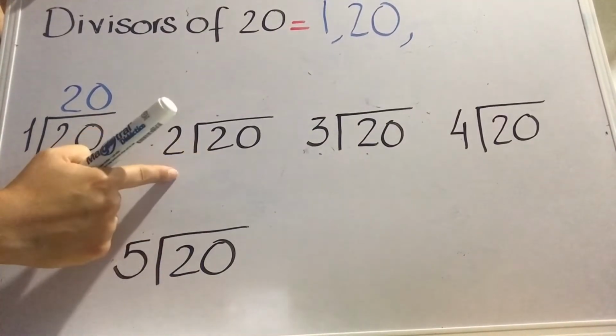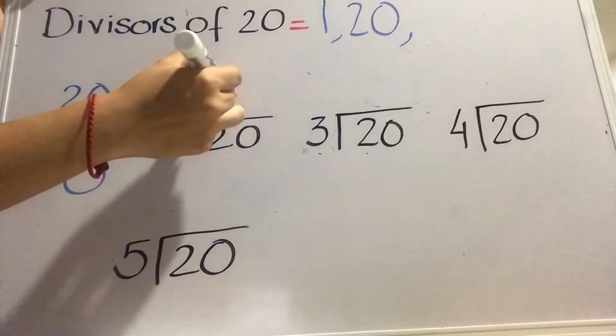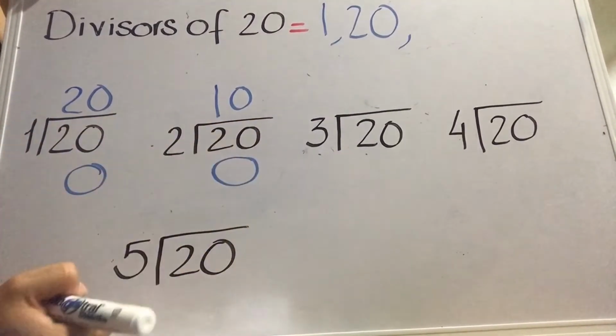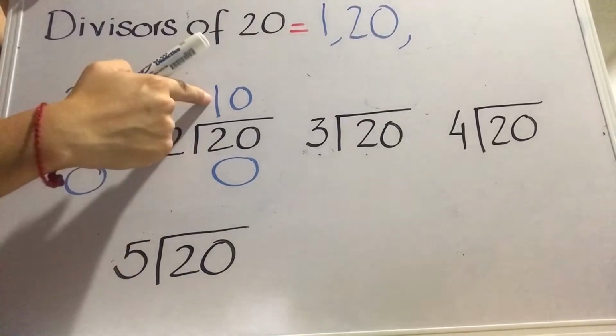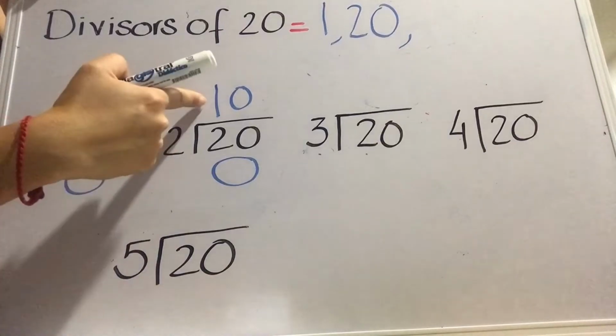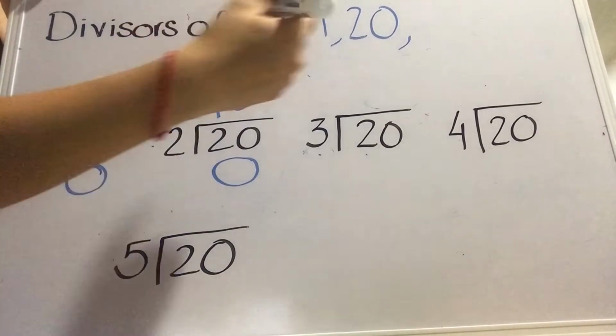Twenty divided by 2 equals 10. And there is no remainder because 2 times 10 equals 20. So 2 and 10 are divisors of 20.